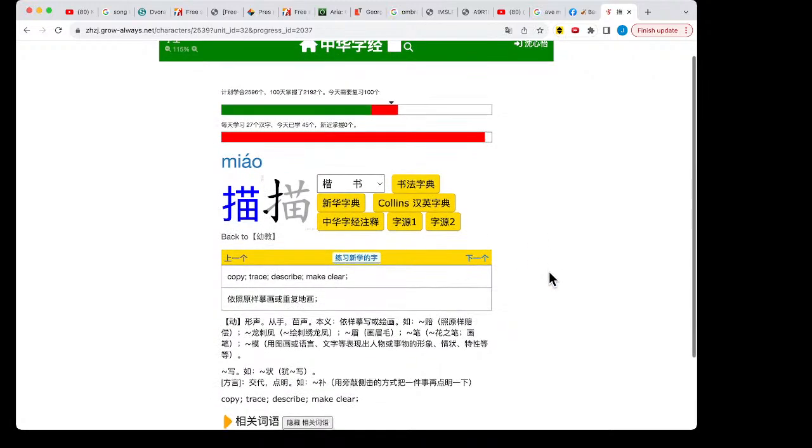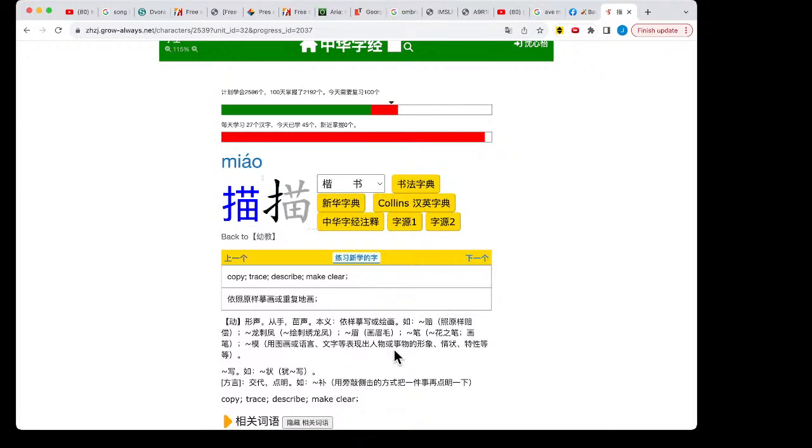苗. Okay, 苗 means copy, trace, describe, or make it clear, or explain it clearly. So that's 苗. Make it clear. Basically, if something is vague or ambiguous, you try to trace it and make it more obvious, more clear. So this is called a miao.